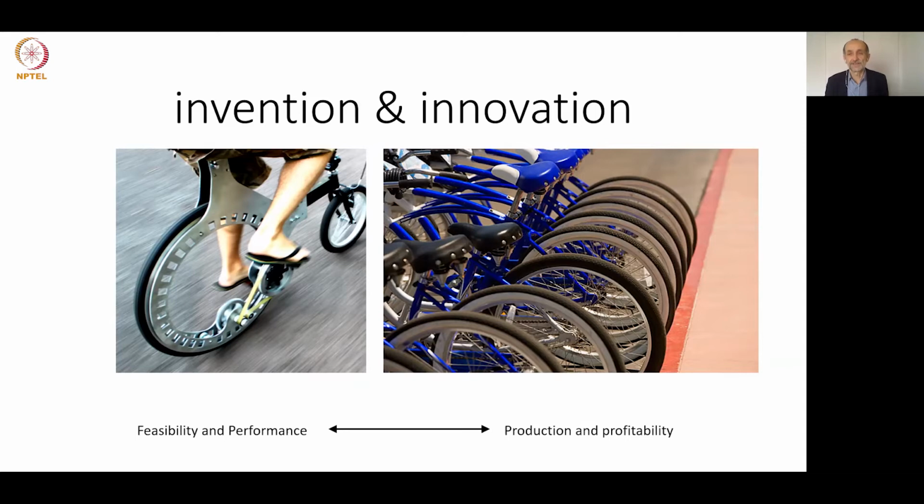On the right side, we can see an example of innovation. Here we have a production of new bicycles, and what is innovative in these bicycles, even though from the picture it is not so evident, is the airless tires. It means with those tires you will never have a problem of a flat tire, because there is no air inside.